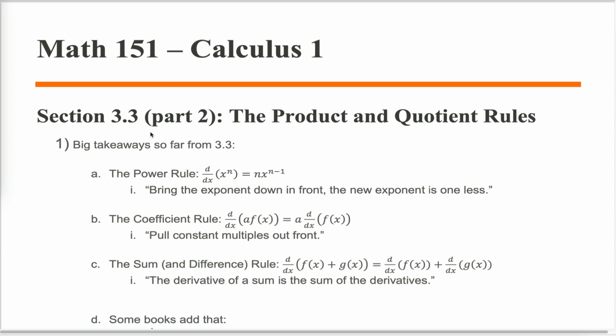Okay, new section as far as I'm concerned, although we're still in the same section of our book, 3.3. We've already learned a ton of information in 3.3, and we're not quite done, but we're getting pretty close. There's two more derivative rules that I want to add to this kind of big list that we're accumulating. One's called the product rule, and one's called the quotient rule. And that's what we'll be going over in this section.